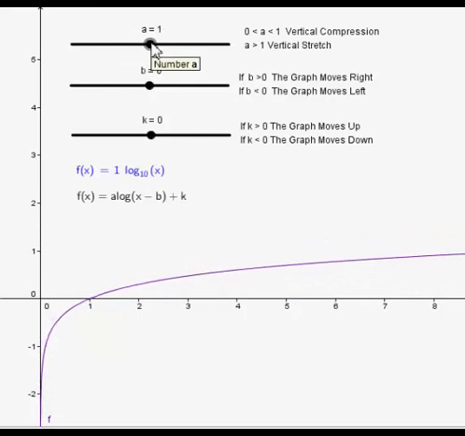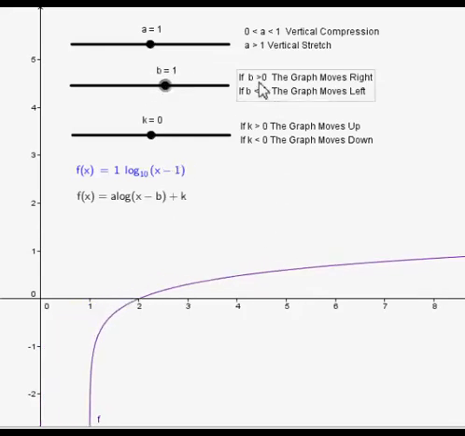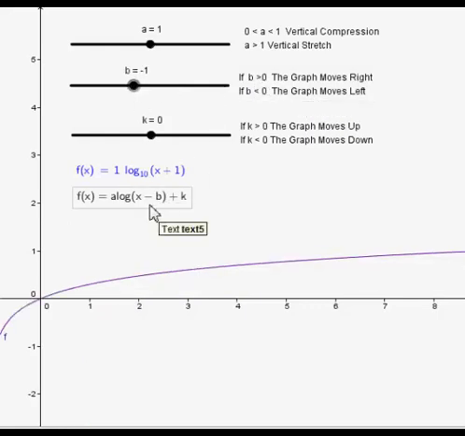Now that I've reset a to be 1, let's see what happens as I change b. Let me slide over so that b is 1. Notice that I've chosen b to be greater than 0. In fact, I chose it to be 1. If you were to place b equals 1 in the general formula, it would be the equivalent of having an x minus 1 in the parentheses, which moves the graph to the right 1 unit. If I was to replace b with negative 1, then because we're subtracting b, you'd be subtracting a negative 1, which makes a plus 1 in the parentheses, which moves the graph to the left 1.